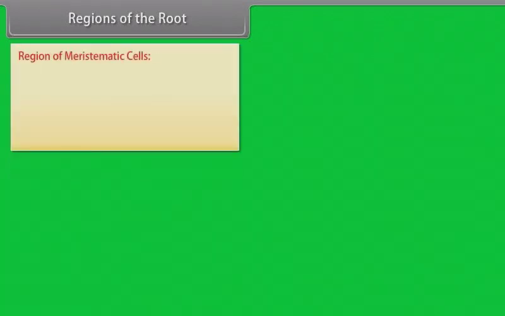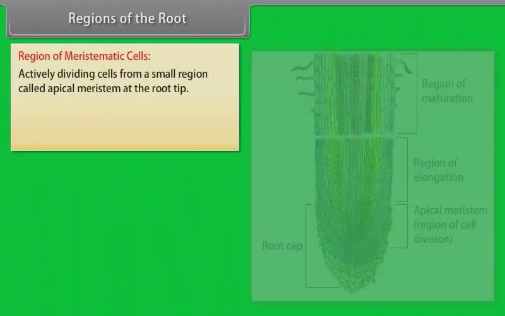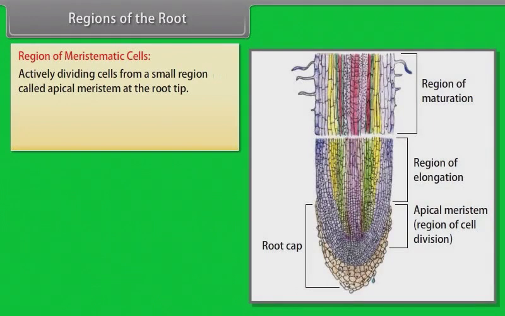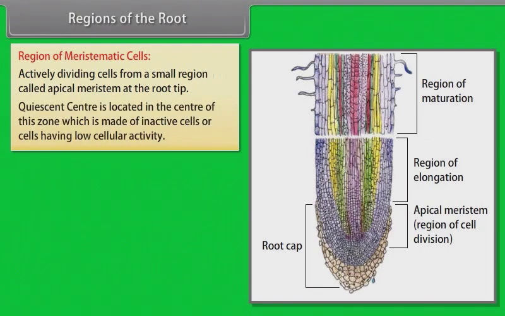Region of meristematic cells. Actively dividing cells form a small region called apical meristem at the root tip. Quiescent center is located in the center of this zone, which is made of inactive cells or cells having low cellular activity.